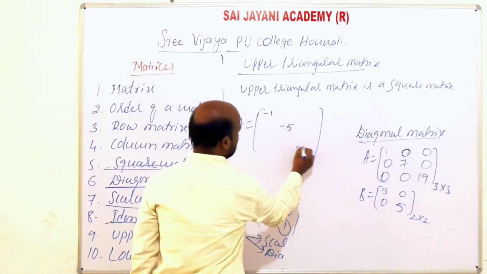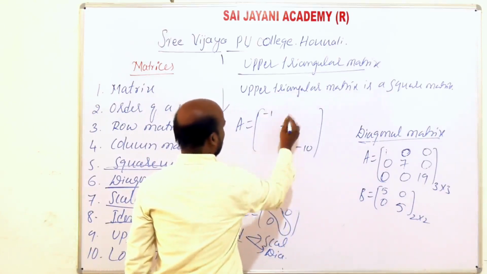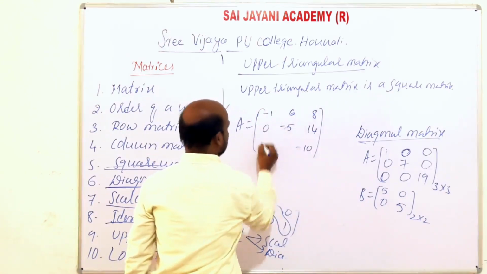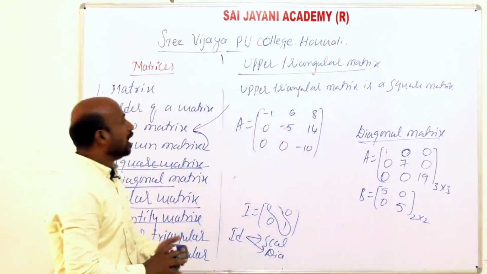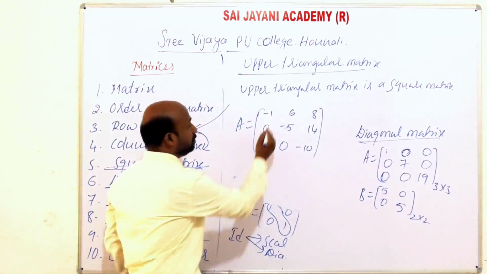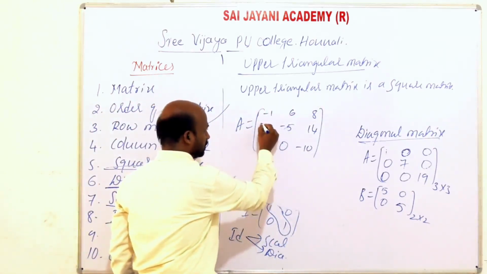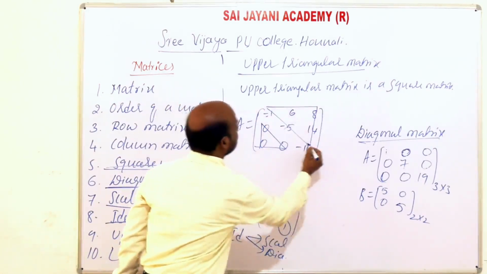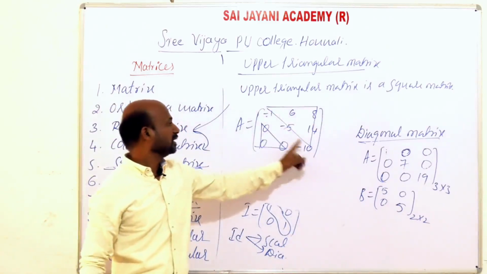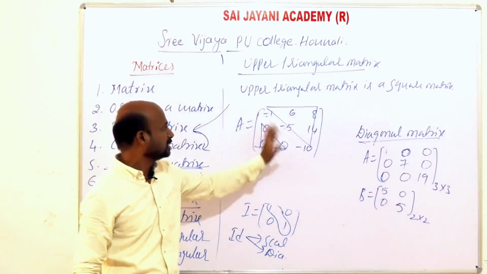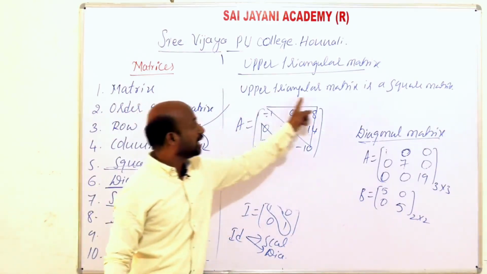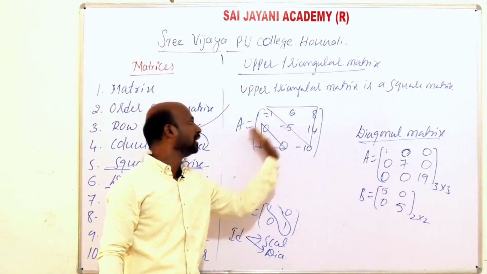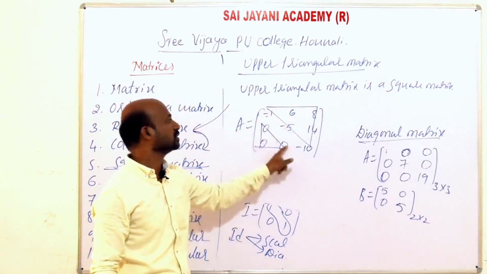-5, -10. Upper triangular matrix. This is 6, 8 and this is 14, 0, 0, 0. Upper triangular matrix ಅಂದರೆ elements below the principal diagonal elements are zeros. See here, ಇದು ಮಾತ್ರ ಪ್ರೆಸೆಂಟ್ ಇರಬೇಕು. Upper triangular matrix, these are the elements below the principal diagonal. Upper triangular matrix is a square matrix in which the elements below the principal diagonal elements are zeros.